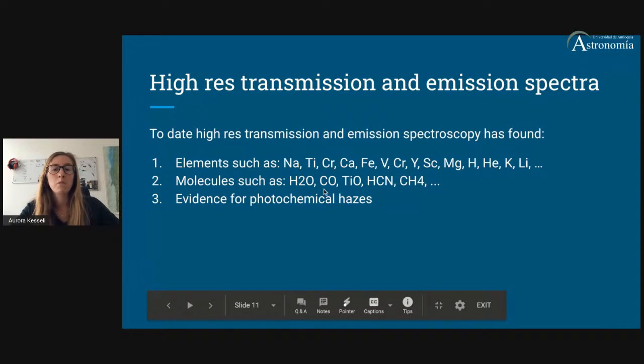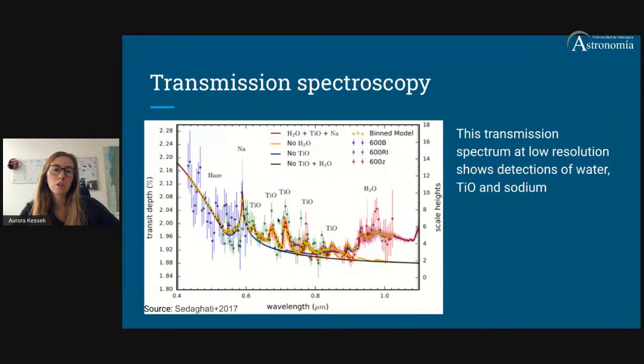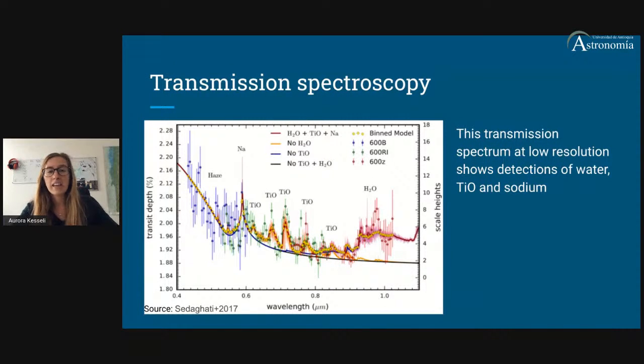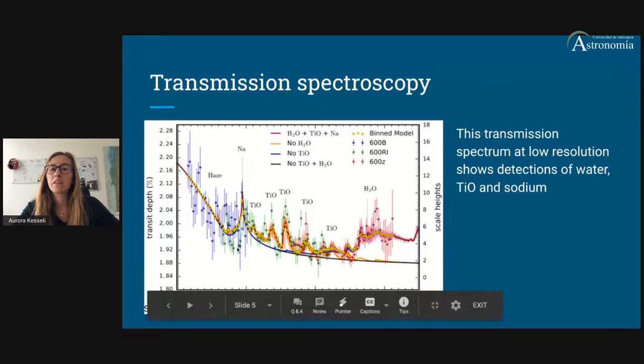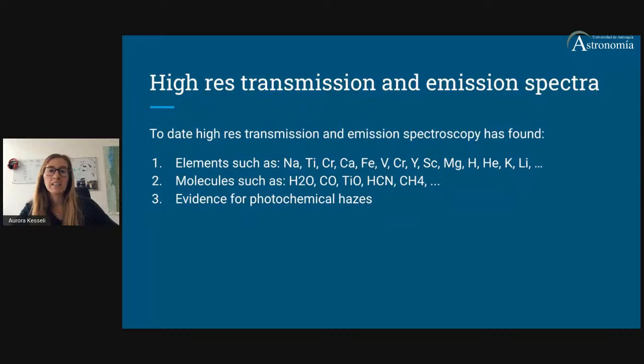We found water, we found carbon monoxide, we found titanium oxide, we found HCN, we found methane, and we've also seen evidence for hazes. So if we go back to our low resolution spectrum, they start to see this increase here at blue wavelengths, and they say that this is probably because of a haze. And a photochemical haze basically creates this slope in the blue. So we've also seen this similar photochemical haze at high resolution.